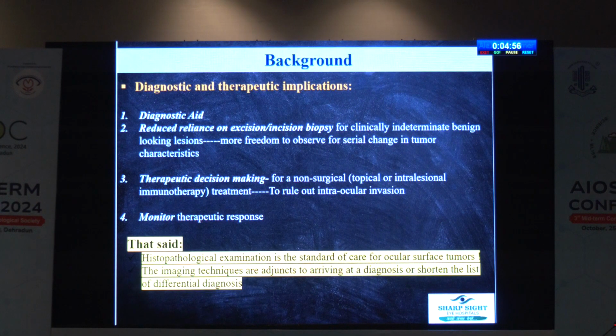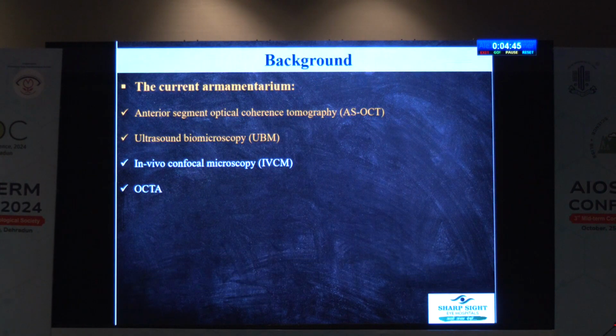That said, histopathological examination still continues to be the gold standard of care for ocular surface tumors, and imaging are just adjuncts to arriving at a diagnosis. That should be very clear. The current armamentarium has 4 such investigations. One is the ASOCT, then the ultrasound biomicroscopy. IVCM is not commonly used, and recently OCTA has been used, but there are no characteristic features of OCTA which would help one to diagnose tumors. This is still in infancy, but I'm sure in times to come this will also be a handy tool.